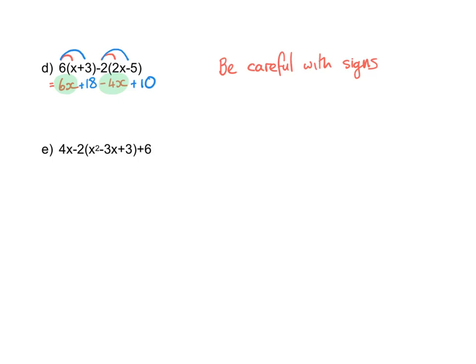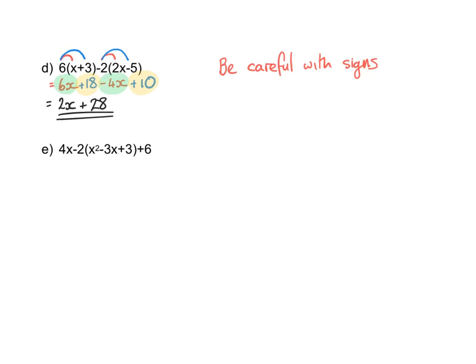So positive 6x, take away 4x, is positive 2x. We'll then look at my next terms, which are my constant terms. So I've got my positive 18 here and my positive 10 here. Again, paying attention to the signs. I've got positive 18 plus another 10 is positive 28. And that is me finished with that question there.